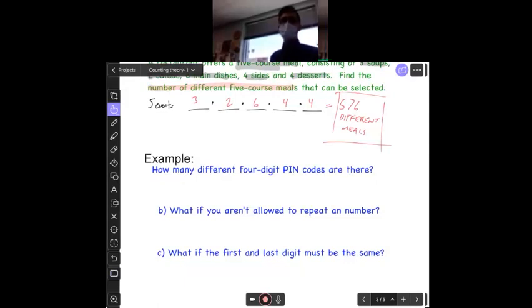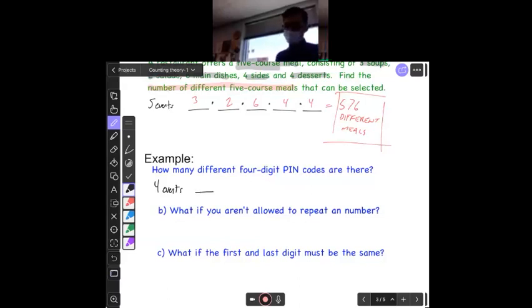Okay. So two questions. How many events are there? How many options, how many choices in each event? So how many events are there? Okay, 4. Why is it 4? You're setting your PIN. You have to pick the first number, choice. You have to pick the second number, choice. Pick the third number, choice. Pick the fourth number, choice. So there's 4 numbers we need to multiply.